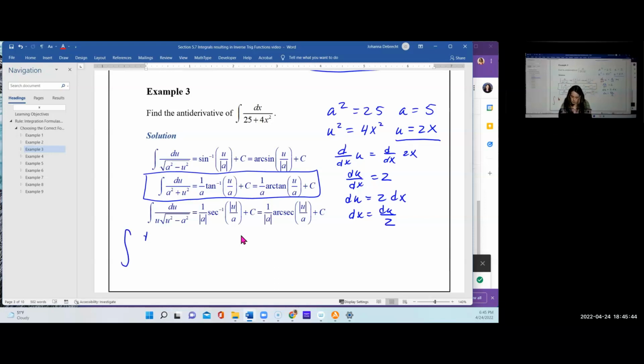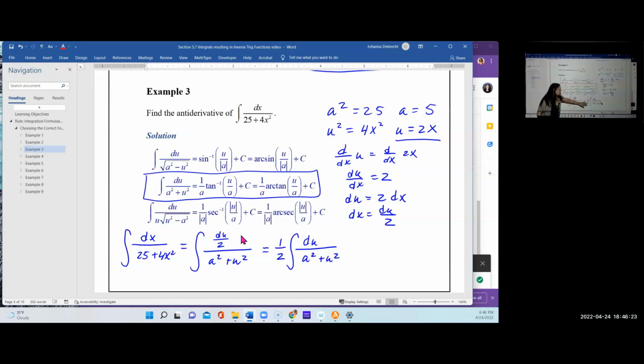Starting with the original integral in terms of x, dx over quantity 25 plus 4x squared is equal to the integral of du divided by 2, all divided by a squared plus u squared. Now the 1 over 2 is a complex fraction, but remember that I could pull this out as 1/2 multiplied by the fraction. So the 1/2 is a constant multiple, which I can actually pull out of the fraction and out of the integral. And I can rewrite it as 1/2 times du over a squared plus u squared.